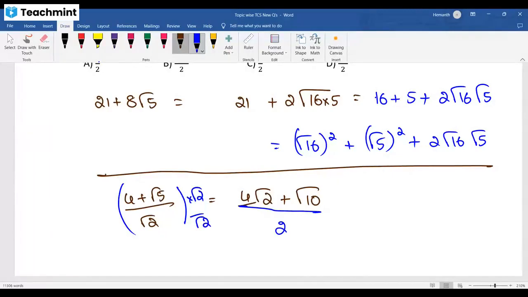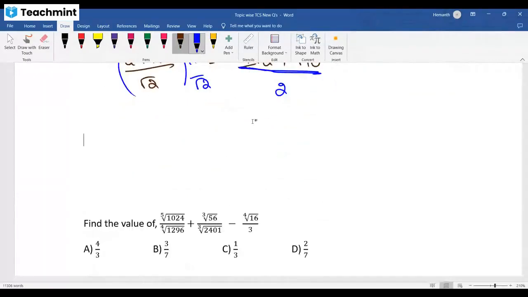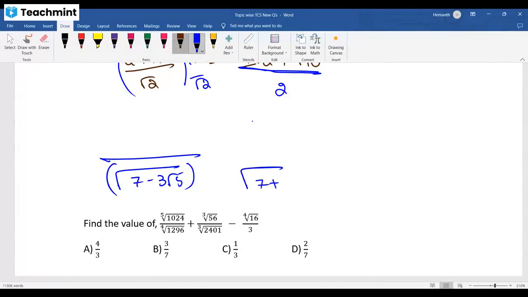Okay, that's it. This is all about the numerator part. And still we need to perform that rationalization. We are not done with that also. What is rationalization for this? We have root 7 minus 3 root 5. We should do rationalization with that. Means the denominator is root 7 minus 3 root 5. Here root 7 plus 3 root 5 will come.